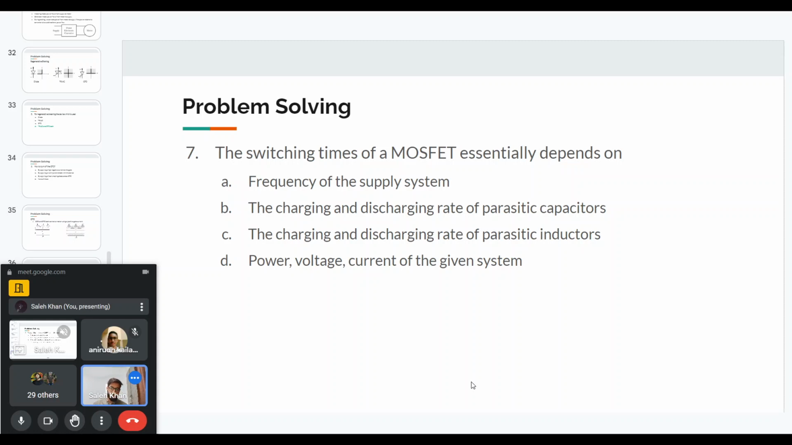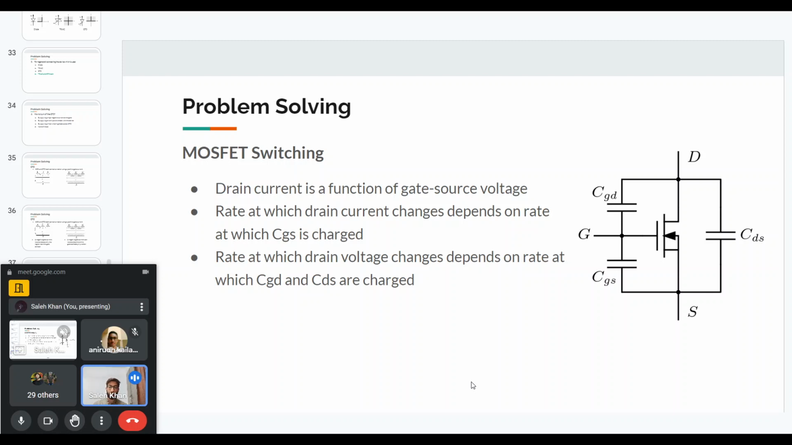Someone had said that it's the frequency of the supply system, but as we will see, the frequency of the supply system is not important here. The MOSFET, we can model it using three capacitances. One capacitance between drain and gate. These are called parasitic capacitances. Between every two terminals, you will have some parasitic capacitance. Even between two of my hands, there will be some parasitic capacitance.